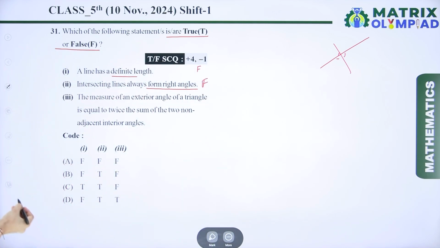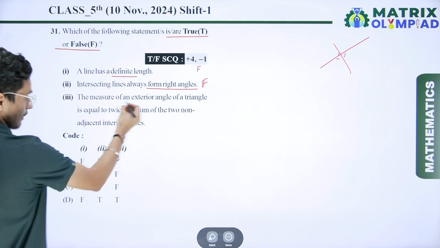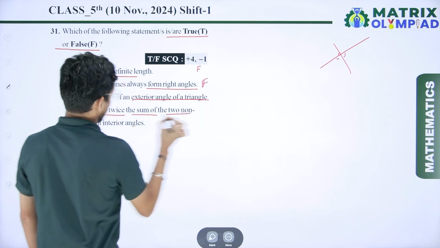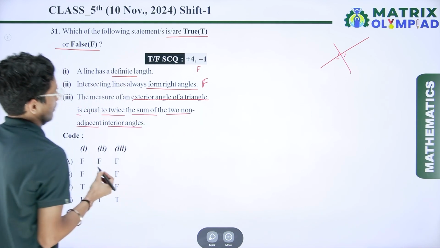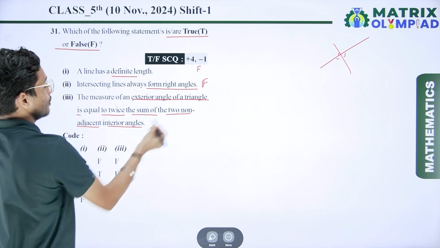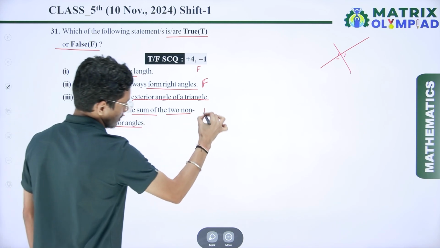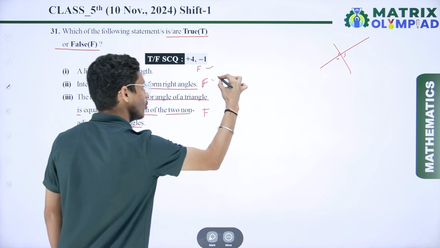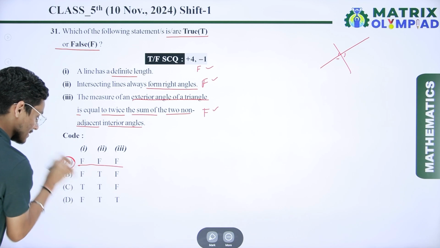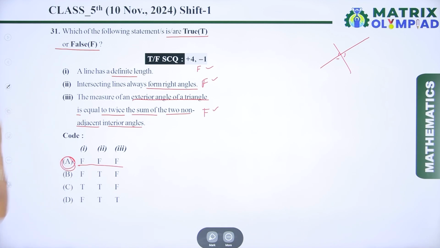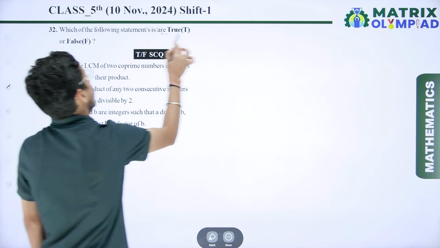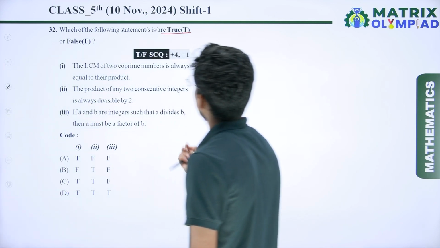The measure of an exterior angle of a triangle is equal to twice the sum of the two non-adjacent interior angles. So this one is also false. So false, false and false. Option number A is the correct answer. Now the next question: which of the following statements is true or false.